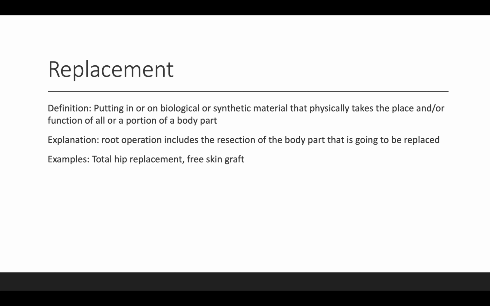Next root operation is replacement. Definition: putting in or on a biological or synthetic material that physically takes the place and or function of all or a portion of the body part. Root operation includes the resection of the body part that's going to be replaced. For example, total hip replacement. I need to take out the damaged hip, and that's included in the root operation definition. Another example is free skin graft.